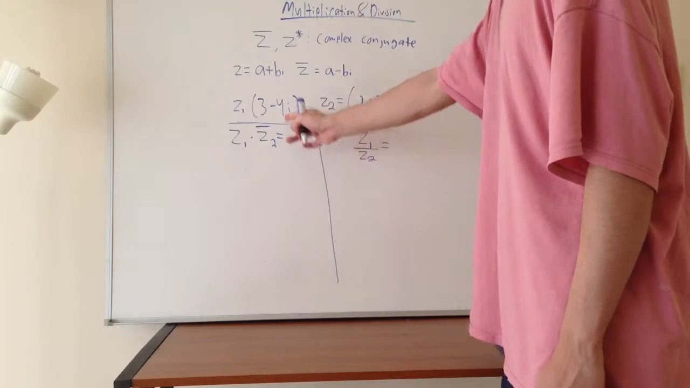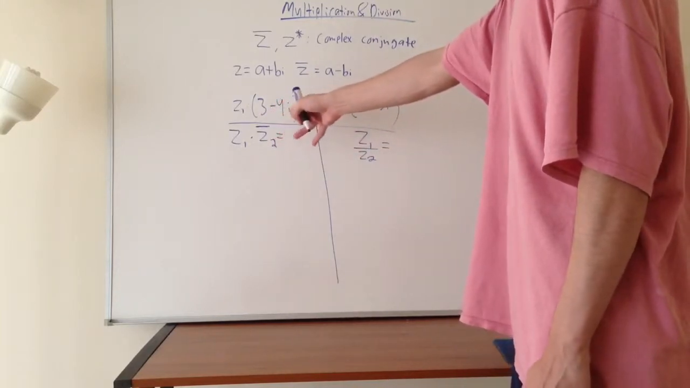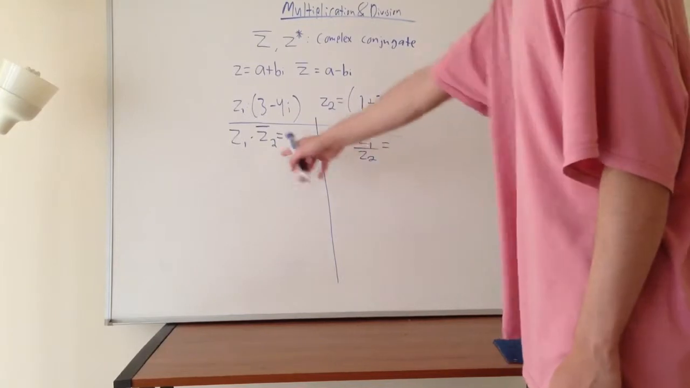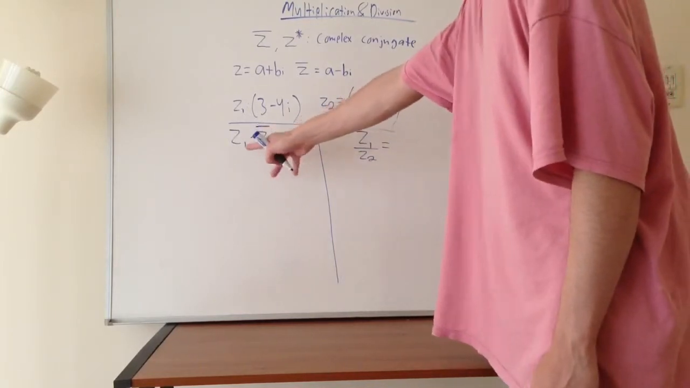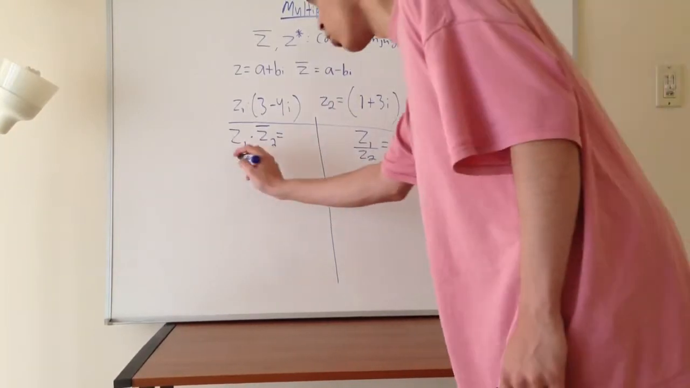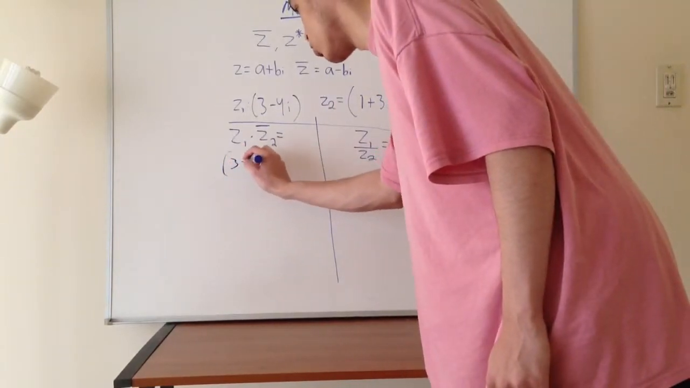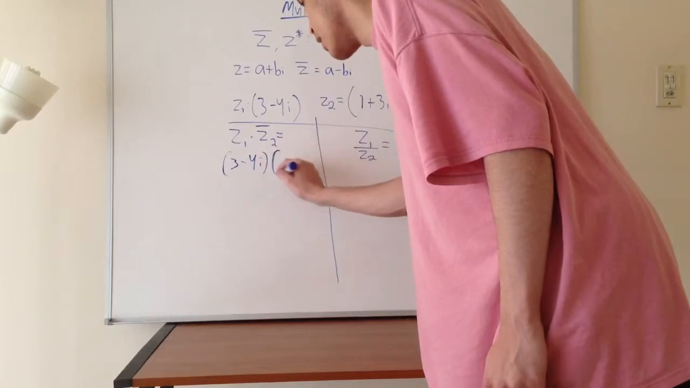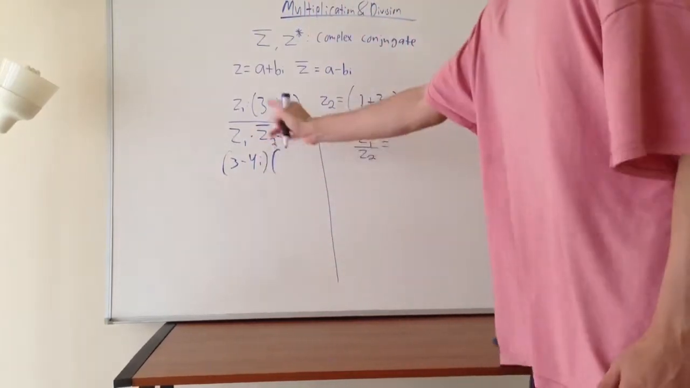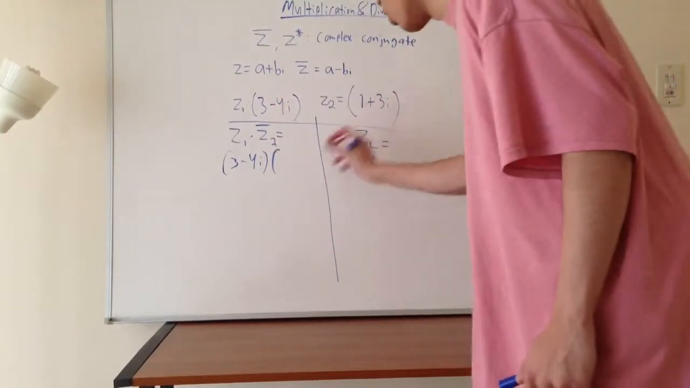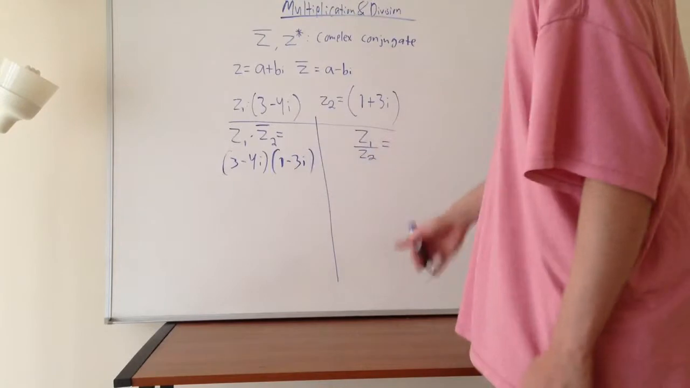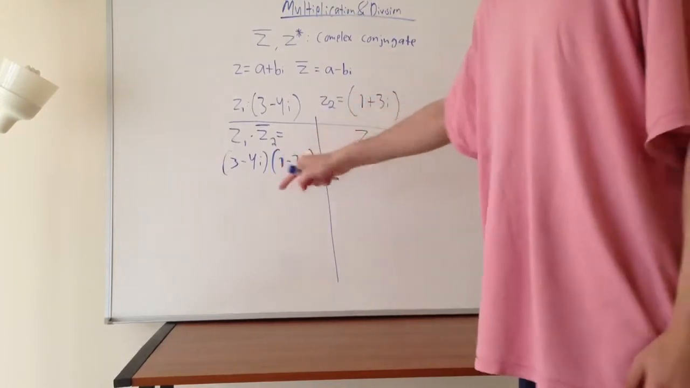Let's say we have one complex number, 3 minus 4i, and a second one, 1 plus 3i. Let's say we want to multiply z1 by the conjugate of z2. Let's go right through this step by step. Our z1 is just 3 minus 4i, and our z2 is 1 plus 3i. But because we're asked to conjugate it, it has to be 1 minus 3i, because here we change the sign. If this had been a minus, we would have changed it to a plus.